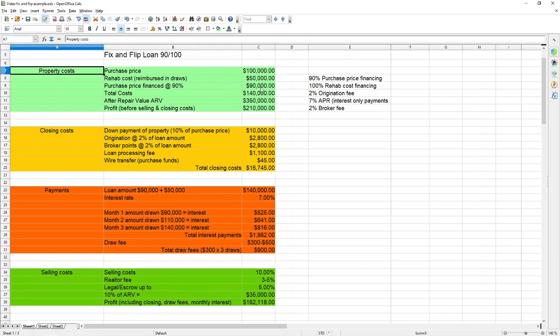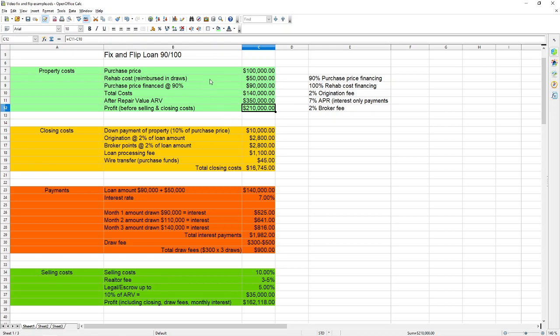Again, it's financed at 90% of the purchase price. Loans total is $140,000. ARV is $350,000. Profit before selling costs, we'll get to those in a second, is $210,000.